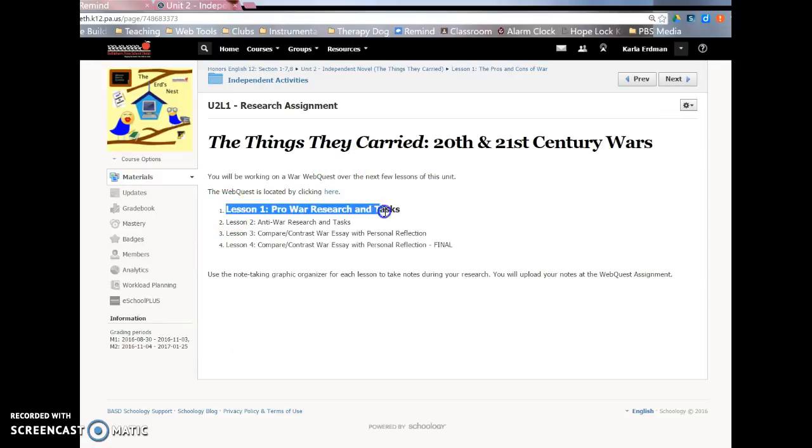Again, this is just instruction telling you you are focusing on the pro part of the web quest. You're not attempting to do the entire web quest in 1 week. You're just doing one portion.